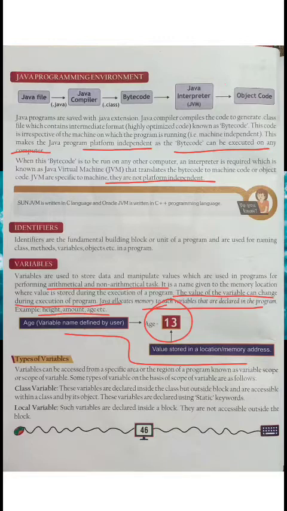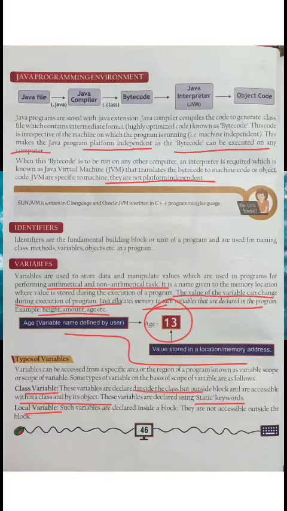Now there are various types of variable. First is the class variable, second is the local variable. Let us see them one by one. Class variable: these variables are declared inside the class but not inside a block, and are accessible within the class. Class variables are declared within the class and can be used by its object only. It can be declared by using the static keyword. We can declare a class variable as static using static as a keyword.